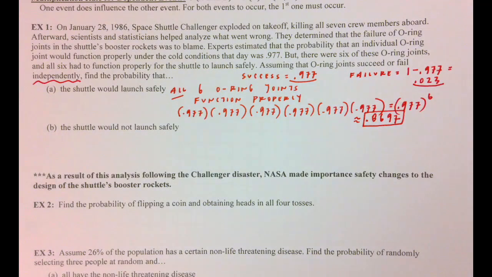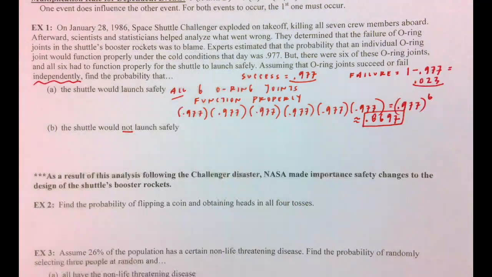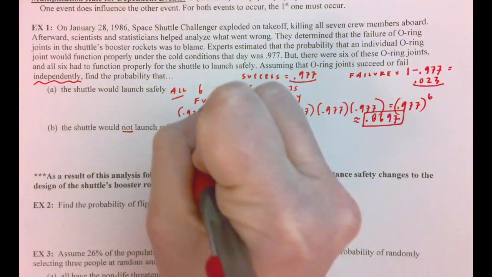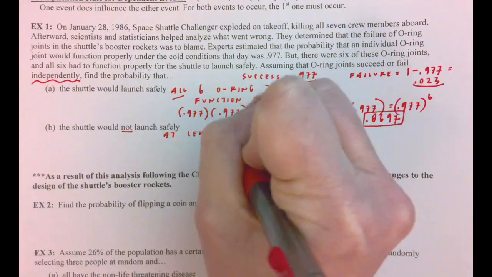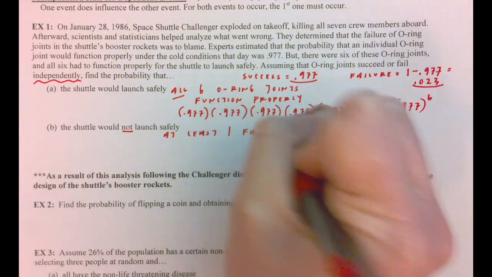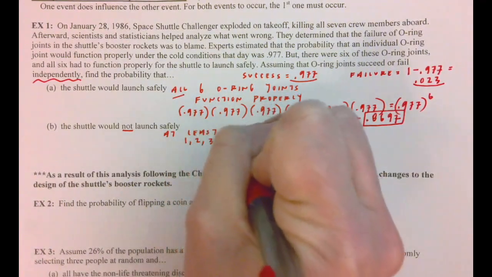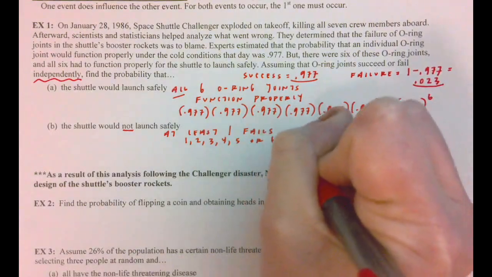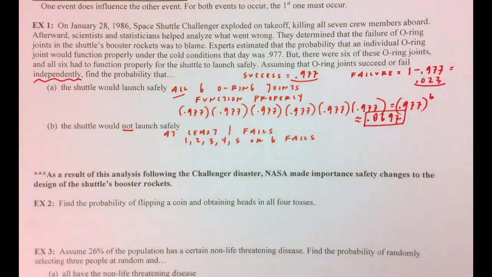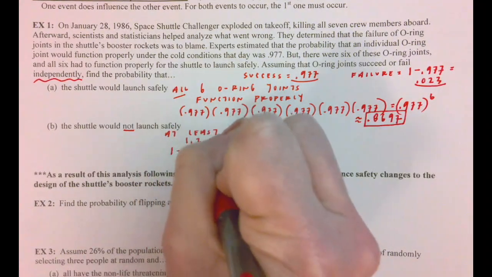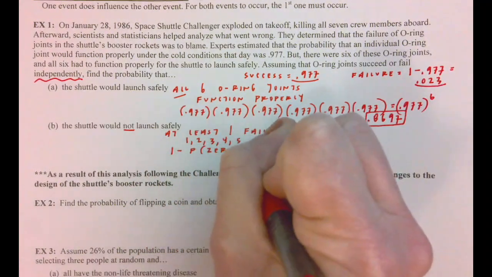All right, so then if I say the shuttle would not launch safely, what does that take? Right, that takes at least one of them fails, which means that it could be one fails, two fails, 3, 4, 5, or all 6 fails. It just takes one. So here, I think it's a lot easier to go through the complement. Complement being that 0 fail. So 1 minus the probability that 0 fail. None of them fail.